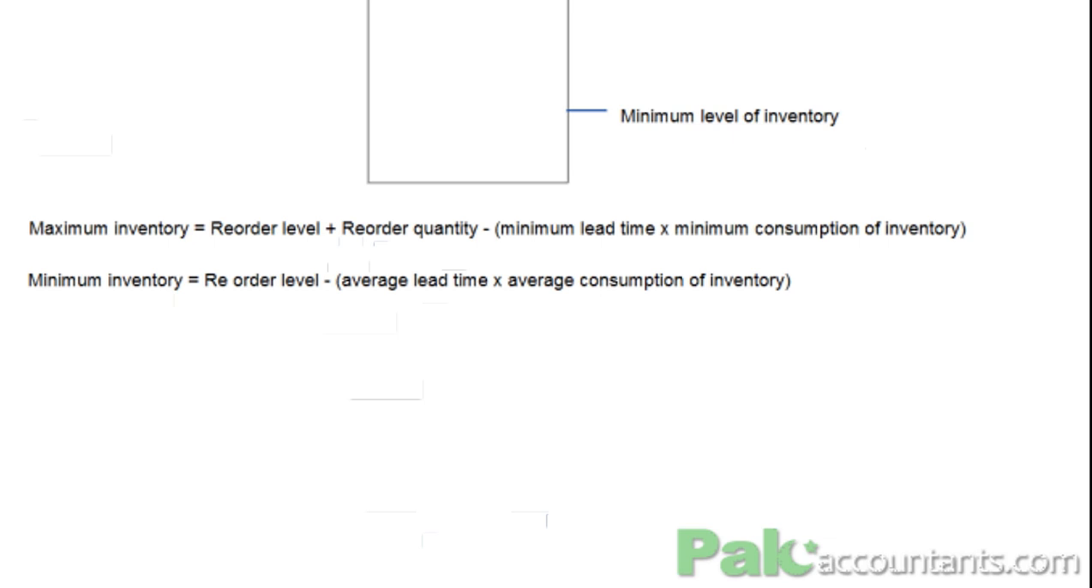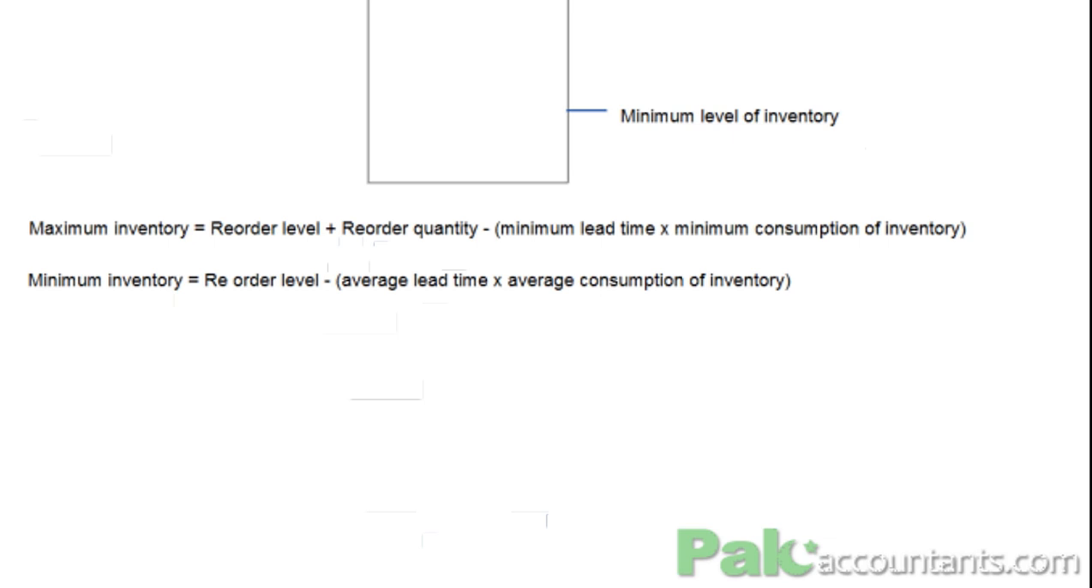This is how it goes. Your inventory reaches the reorder level. You place an order. Now it's definitely going to take some time to reach you, and in the meanwhile you will be using the inventory you have with you. That's why we have average lead time and average consumption. And whatever number of units you are still left with, you will be consuming out of it.